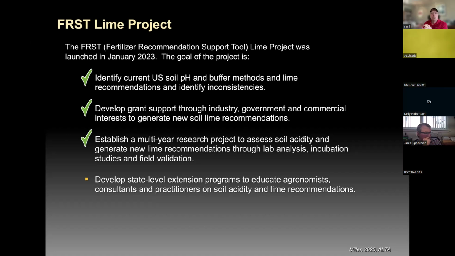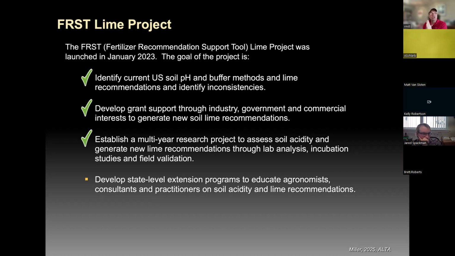Okay. So the first project, they've focused on potassium and phosphorus, but they developed in January '23 a targeted goal to go after lime. And the first was identify current US pH and buffer methods and lime recommendations. And again, that's a publication now, it's in process. And we've identified those inconsistencies. Number 2 was develop grant support through industry, government, commercial interest to generate new lime recommendations, because it's going to be a big project. And then establish a multi-year research project to assess the soil acidity and generate new lime recommendations.